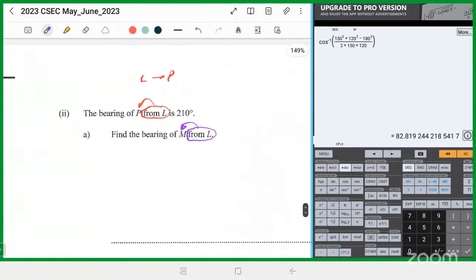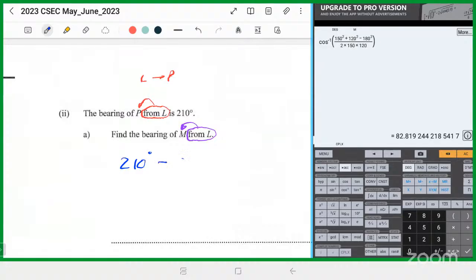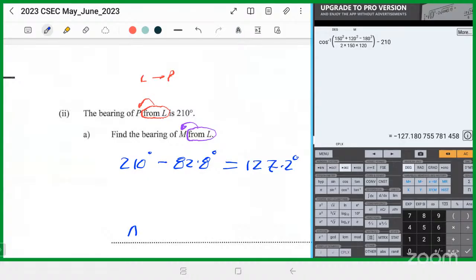The bearing of M from L is simply 210 minus the 82.8 degrees, which works out to be, let me just subtract 210 up here on the screen, 127.2 degrees. But when it's bearing, you only need to give 3 digits to the nearest whole number. So I'm going to write my answer as 127 degrees, 3 digits. That's my answer, 127 degrees in bearings.